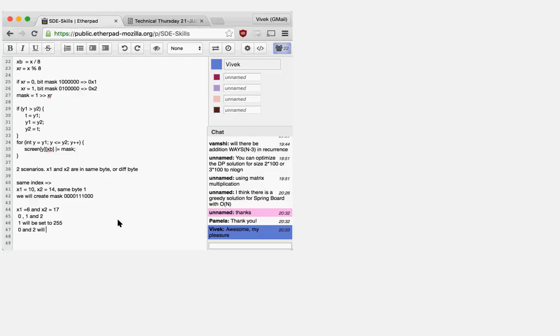Then we have to calculate the mask for the other byte chunks, which is not completely covered, between x1 and x2. And then we have to update those separately. How will you do that? The x1 and x2. How will you create those masks?